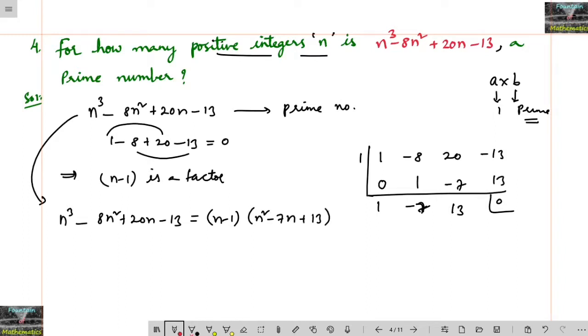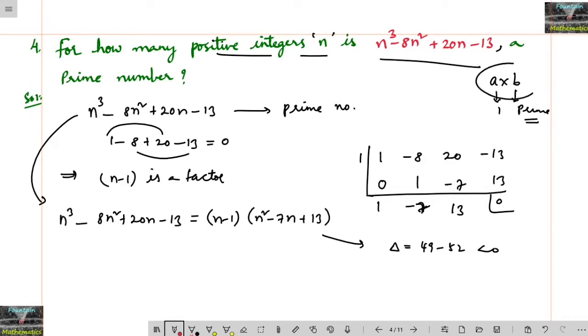And n square minus 7n plus 13, can we factorize again? Let us check by using the discriminant. Delta is equal to b square minus 4ac. So it is minus 7 whole square, 49, minus 4 into 13, which is 52. So it is less than 0. So we cannot factorize. We won't get real roots. So we cannot factorize n square minus 7n plus 13. Let us leave it. So (n minus 1) into (n square minus 7n plus 13), you have written the whole expression.